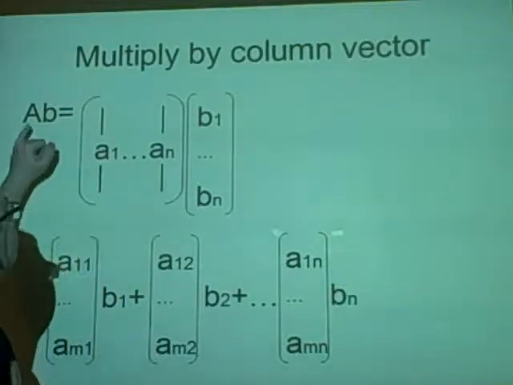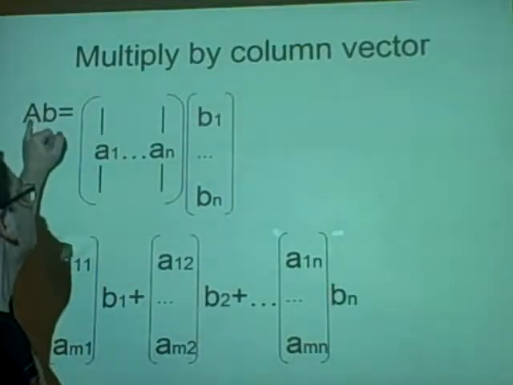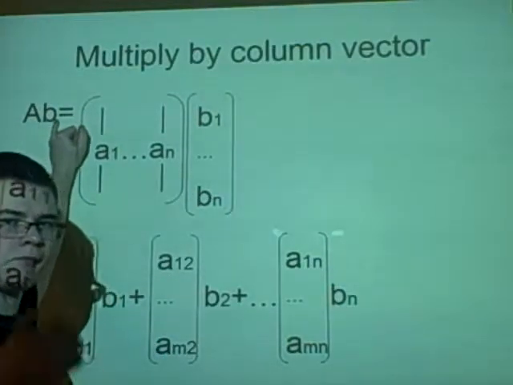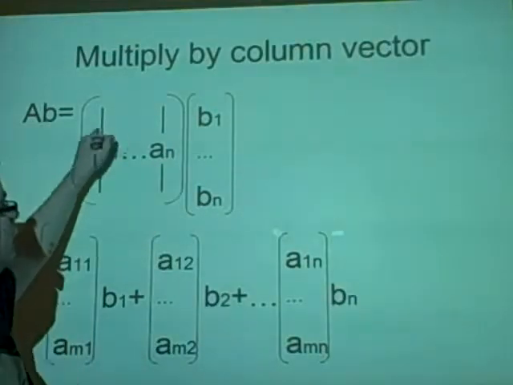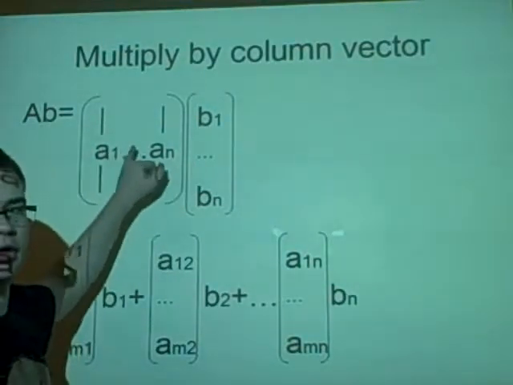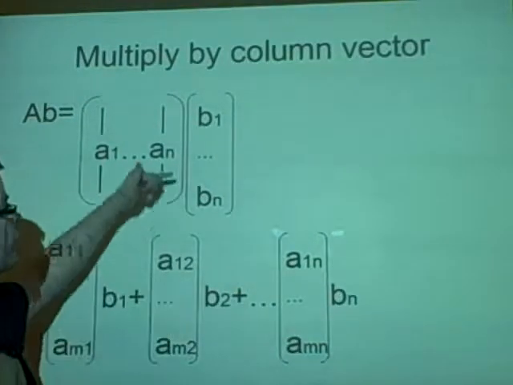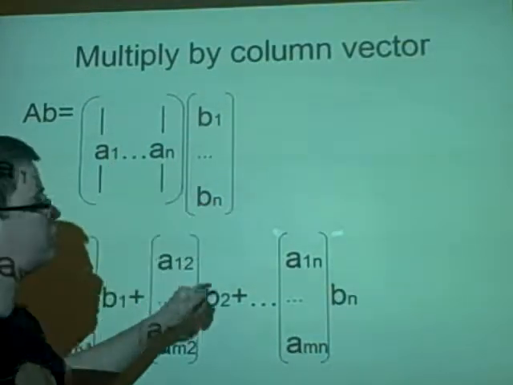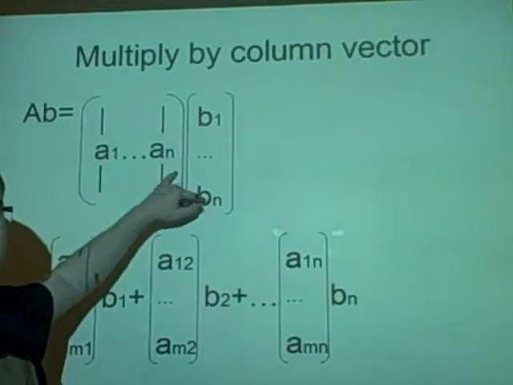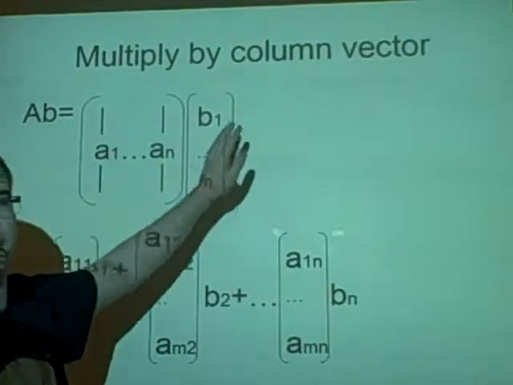So we have two matrices. We have A, and B is a column vector. You can see here, A, so we've got the columns here, we've only written them in, so A1 all the way up to AN, and B1 all the way down to BN. Remember, they have to be the same number of columns in this one as the same number of rows in this one.